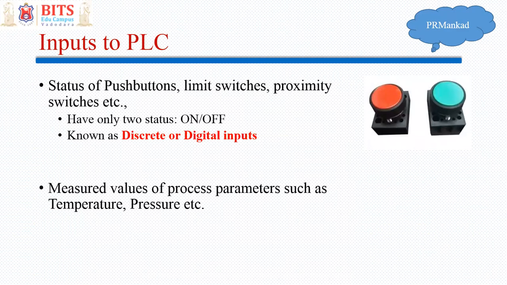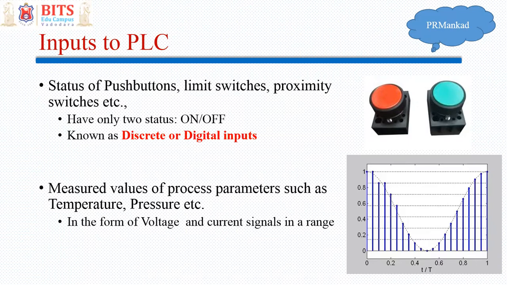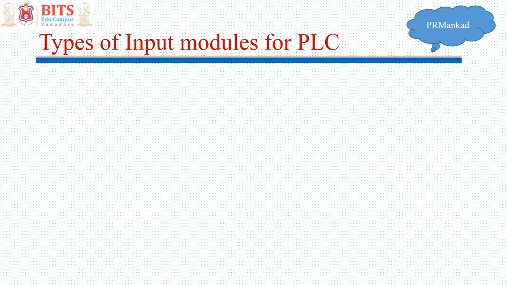Similarly, the other option of input is the measured values of process parameters such as temperature, pressure, humidity, flow, velocity, and whatnot. They are measured by different sensors, and ultimately the input available to the PLC is in the form of voltage and current signals which vary in a range. These are known as analog inputs, which can take any value in a given range, right? While discrete or digital inputs can take only predefined values. So there are two types of inputs, and so definitely there are going to be two types of input modules.